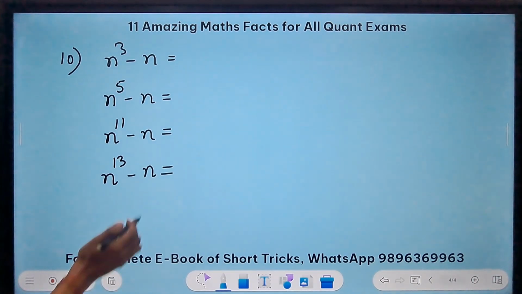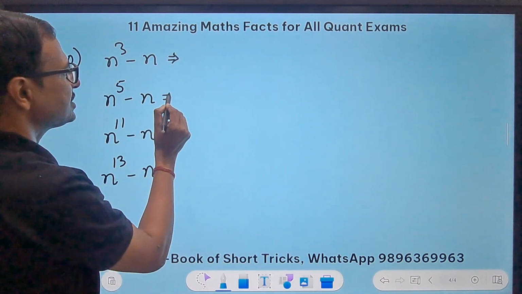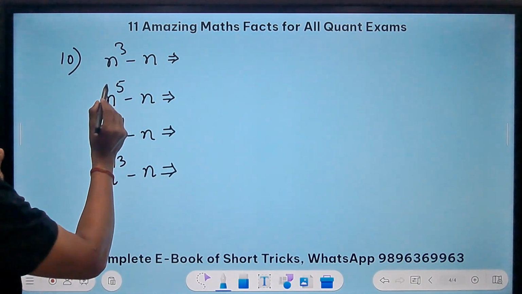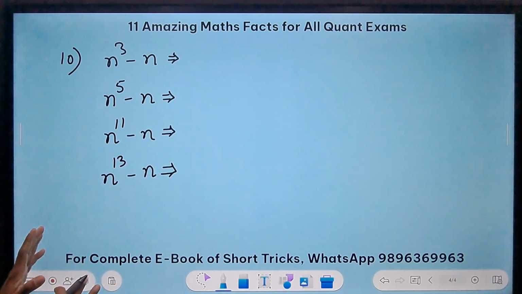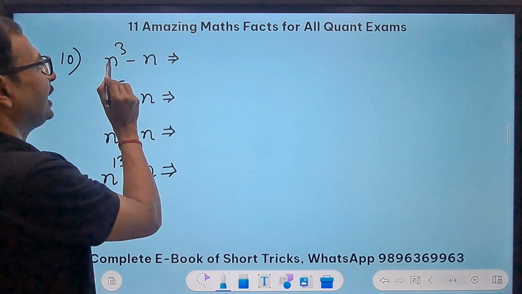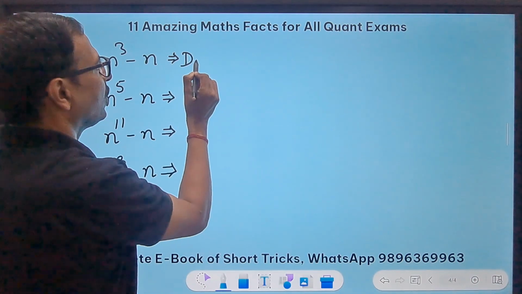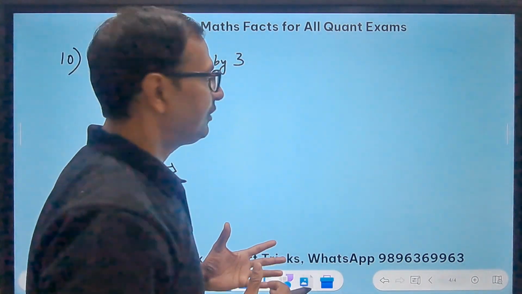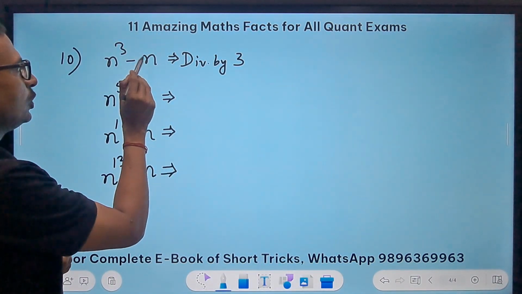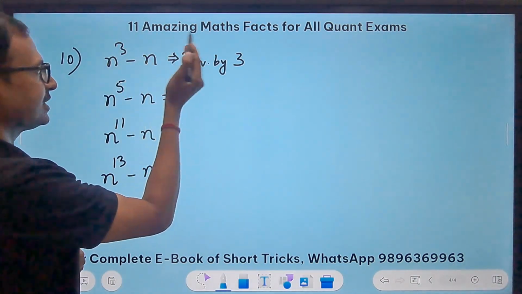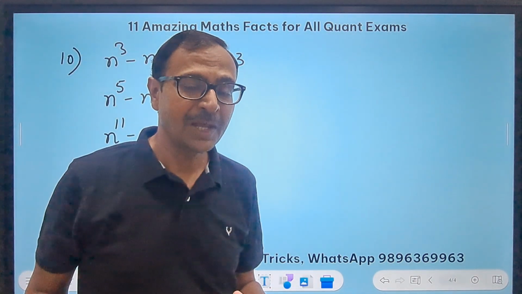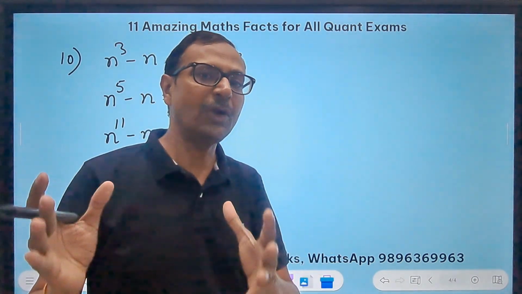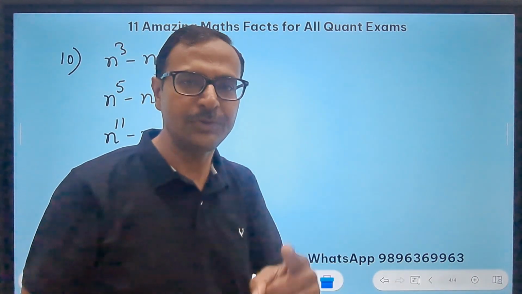Now these expressions which I have written have a unique power. Here we have cube, here we have power 5, power 11, power 13. Actually, when you take n cube minus n, it is always divisible by 3. Now you can check. If I do 2 cube minus 2, 2 cube is 8, 8 minus 2 is 6. Yes, it is divisible by 3. Every time n cube minus n will be a multiple of 3, or it will be divisible by 3.